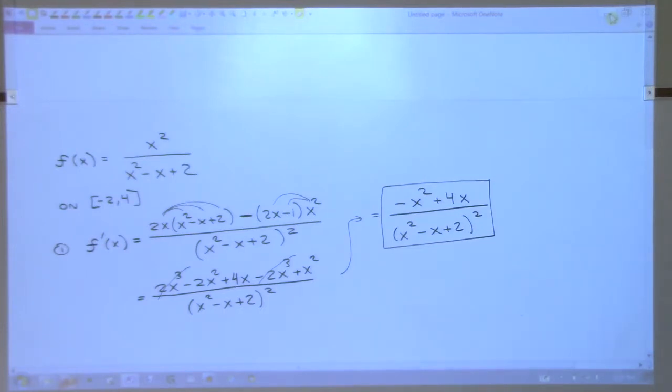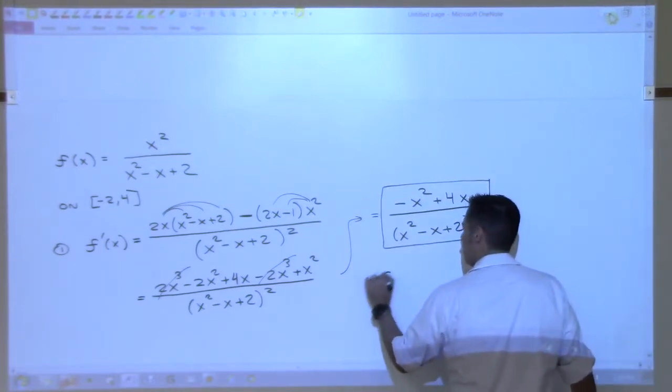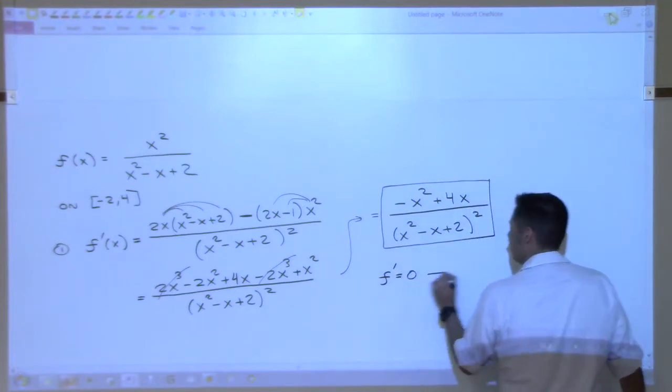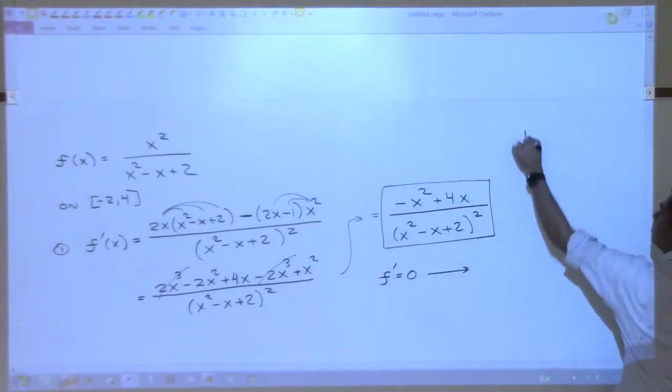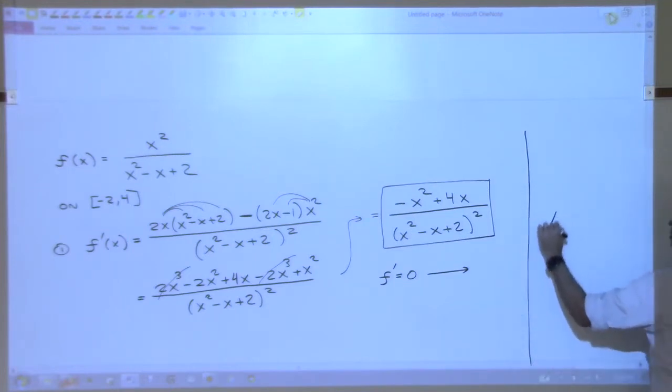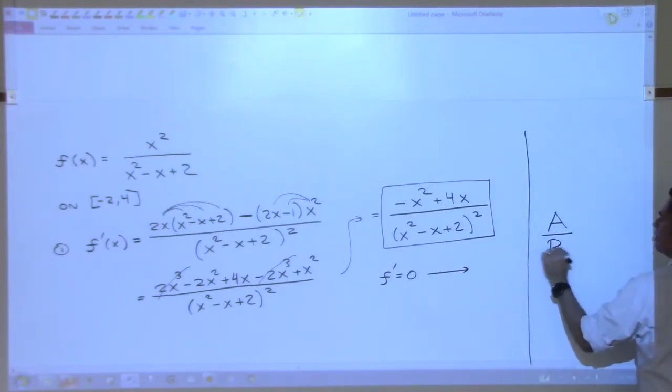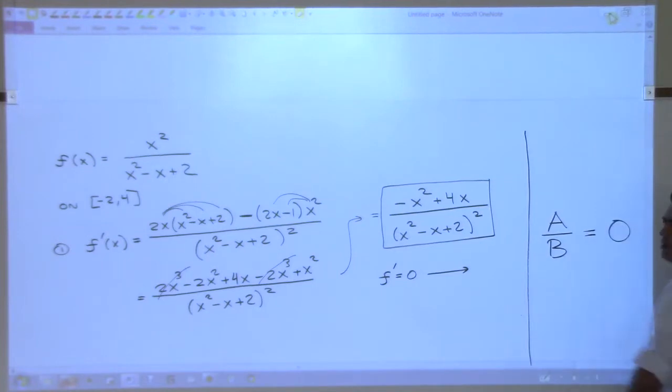So now we have to ask ourselves, when is this 0, right? Okay, so when is the derivative 0? Now, did we talk about this? I feel like I told you about this. If you ever see a fraction equal to 0, what's the only thing you have to worry about? You multiply both sides by b, right? So we did do this, right? A fraction can only be 0 if the top is 0.